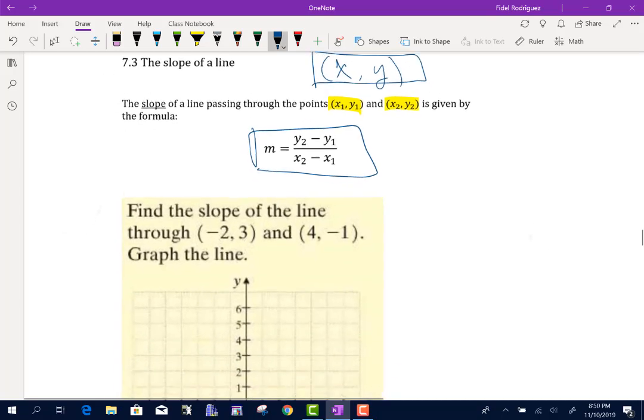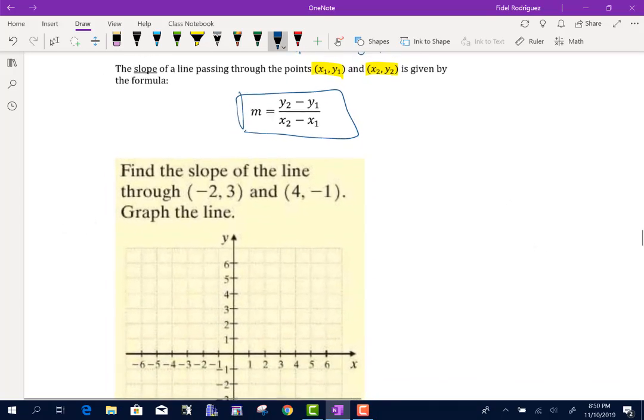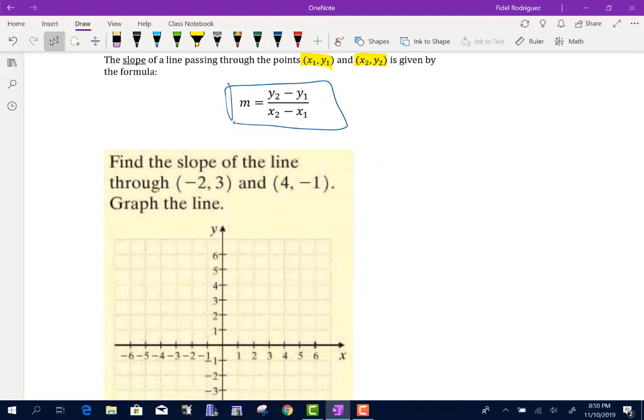So the first problem here says, let's find the slope of the line through, and it gives us 2 points, and then it wants us to graph the line. So because this is my first point right here, I'm going to think of this number as my x1, and that number as my y1, and then I'll think of this number as my x2, and that number as my y2.